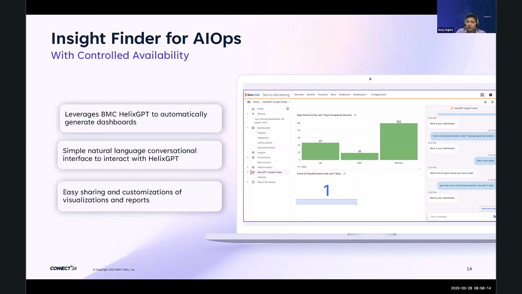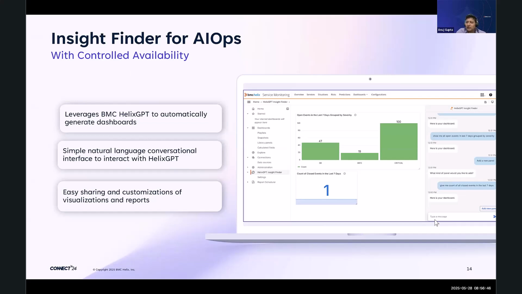Okay. And the next piece is on the Insight Finder. Insight Finder for AIOps. Again, it is under controlled availability. We have already opened it up for some of the customers who have asked for it. But the whole idea is that it leverages our now BMC Helix GPT platform to automatically generate the dashboards without requiring a BI consultant to create these dashboards manually in the tool.